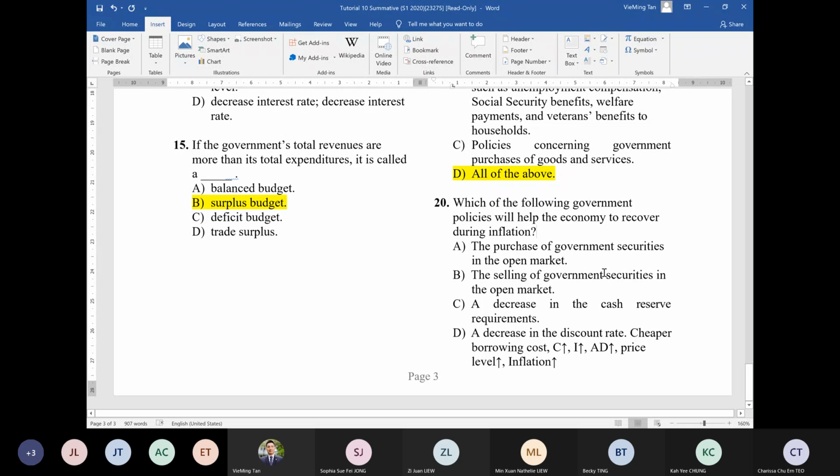Okay, the purchase of, this is more on monetary policy. I think this question is also the same as question number 14. This one should be monetary policy. We'll go back to this question when we proceed to the last chapter. Sorry, because this question is more about monetary policy. Government security is monetary policy too. We haven't covered it yet, so we can skip this question and discuss it in the coming week.